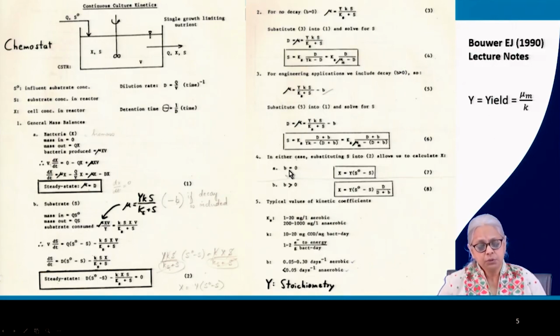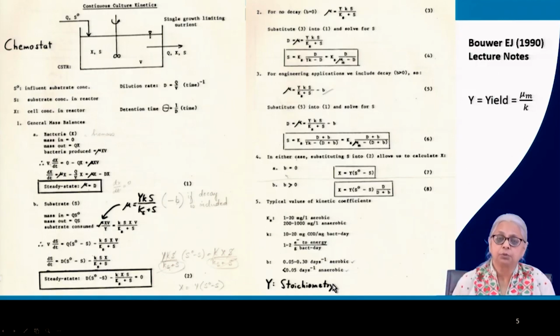Now, if b is equal to 0, then X is equal to Y times S0 minus S, and if b is greater than 0, which means you're accounting for decay, then you get this form: X is equal to Y times S0 minus S times the dilution rate divided by dilution rate plus b. Typical values for these coefficients are noted over here. So you have Ks, k, b and Y. Y can also be determined from the stoichiometry depending on the nature of the substrate.